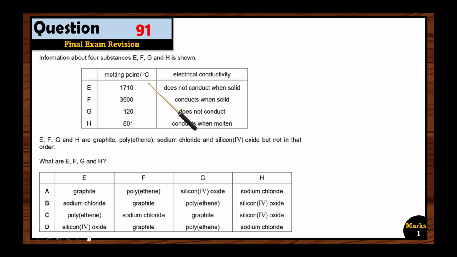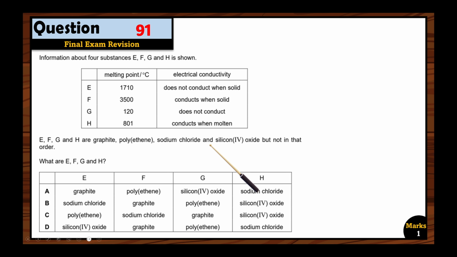Now we are just left with A, B, and D. Now let's see for F. F should also be a giant structure, right? Polyethylene is not a giant structure, right? So we are just now left with B and D, graphite, right? So now we are just left with D. So G, 120, it should be, of course, polyethylene. And then if you see H, it's silicon oxide. Of course, it says high melting point.